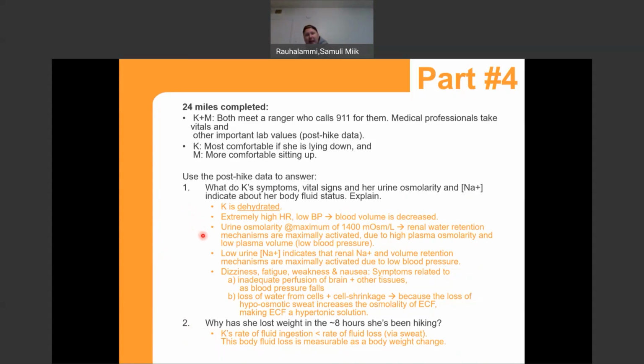Urine osmolarity might be another thing to look at, looking at the urine levels of substances, and the characterization that she feels dizzy, tired, weak, nauseous. They're all related to inadequate perfusion of the brain and other tissues as the blood pressure is falling. They also tell us about loss of water from the cells and cell shrinkage, as we saw when we talked about tonicity. Because of this, we're seeing hypertonicity taking place. So that was Carla. She was dehydrated.